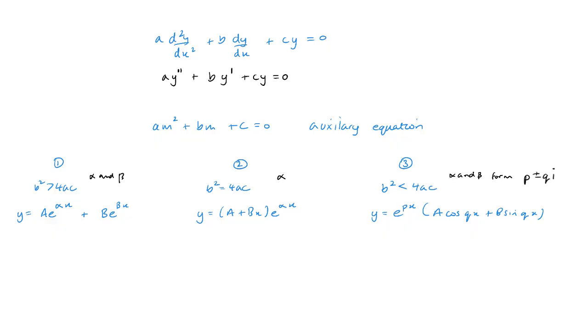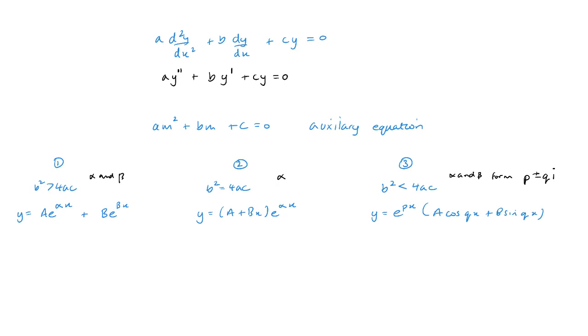And I should say, with this complex one, if it's purely imaginary, so not real and imaginary, then this bit will disappear because p will be 0. So e to the power 0 is 1, and we're just left with this as our general solution. Those are the three scenarios.